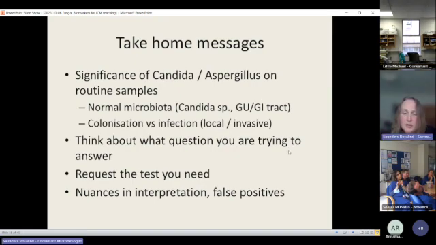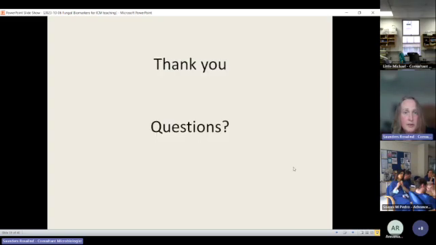And the other message is just make sure that you are aware of false positives. Please don't send beta-D-glucan in someone that you've just put IVIG into. And there are nuances in the interpretation. The clinical picture is really important to work out what's going on, not just the test results. So if in doubt, please do discuss with your local microbiologist.